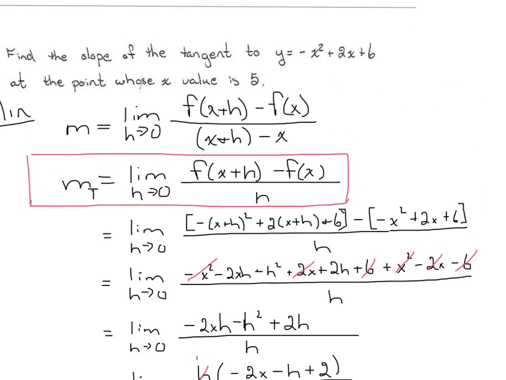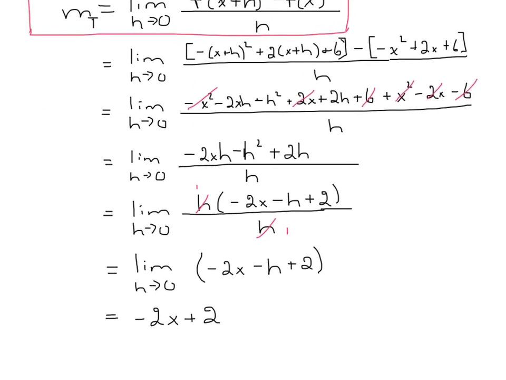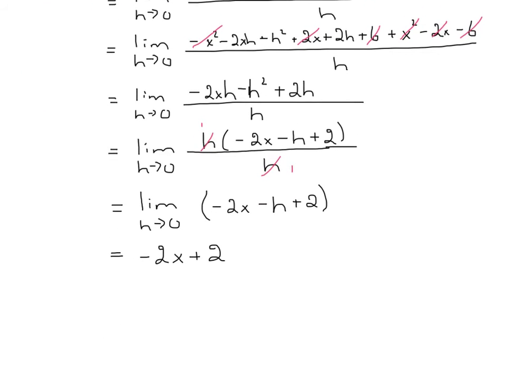Now if we think back to our original question, we want the x value of 5. So down in the bottom here, at x equal to 5, the slope of the tangent now becomes negative 2 times 5 plus 2, which will give us negative 10 plus 2, or negative 8, as our slope of the tangent at the point x equals 5.